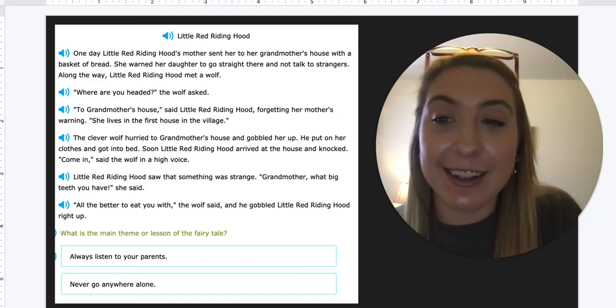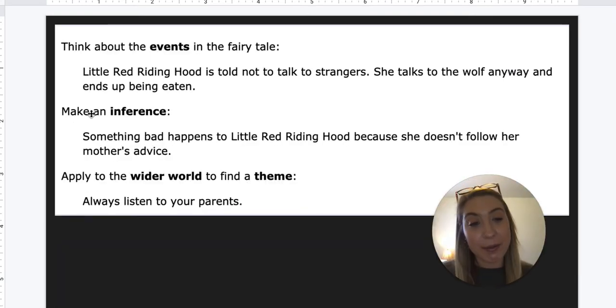When she didn't listen to her mother and the warning she gave, that's when she told the wolf where she was going. So now the first thing we're going to do is think about the events in the fairy tale. Little Red Riding Hood is told not to talk to strangers by her mom, but she talks to the wolf anyway and ends up being eaten.